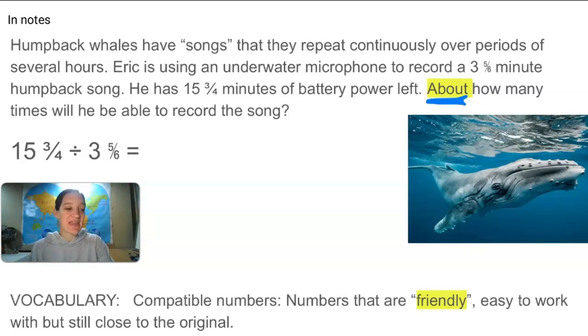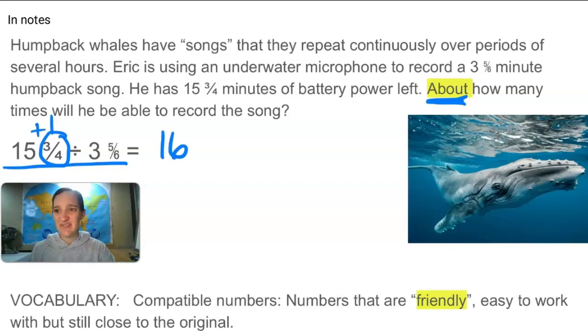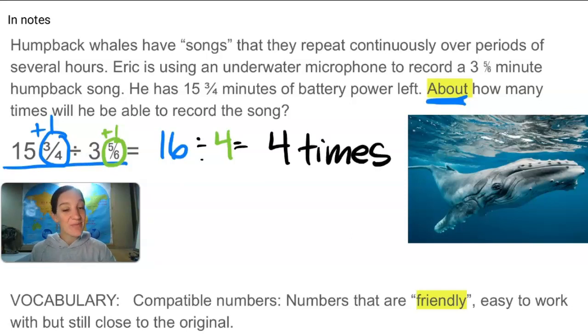So let's estimate 15 3/4 divided by 3 5/6. So 3/4 is one of those bigger fractions, so it's basically 1, right? So let's just change 15 3/4 to 16. That's way easier than 15 3/4. And then 3 5/6, well, 5/6 is also one of those bigger fractions, so let's change that to 1 as well. So now we have 16 and 4. And we're going to divide that, and that is much easier to do. You're left with 4 times. You'll be able to record the humpback whale about 4 times.